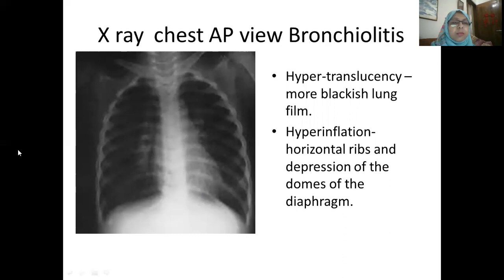It is supposed to be at the 7th or, on the back, at the 9th level. Below the 9th, maximum on the 9th rib. Below the 9th rib, it is hyperinflated.